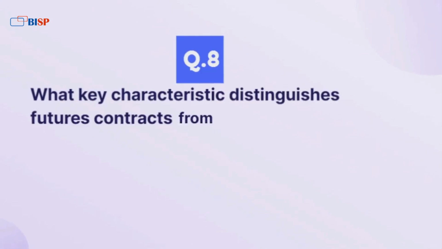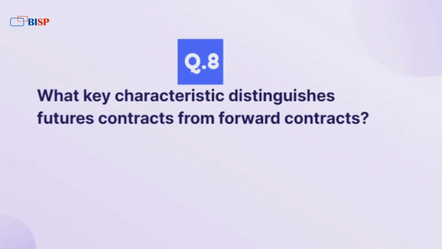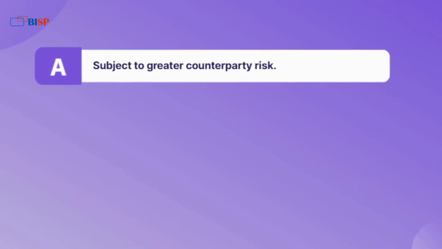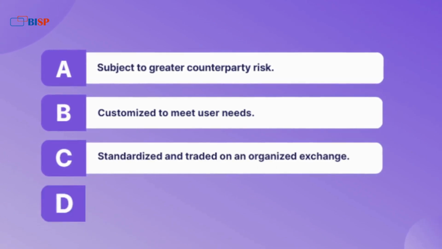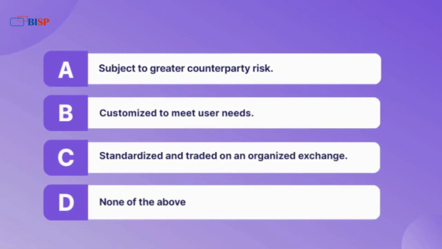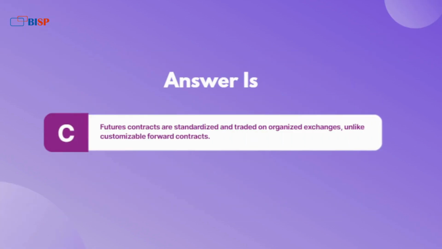What key characteristic distinguishes futures contracts from forward contracts? A. Subject to greater counterparty risk. B. Customized to meet user needs. C. Standardized and traded on an organized exchange. D. None of the above. Answer is C. Futures contracts are standardized and traded on organized exchanges, unlike customizable forward contracts.